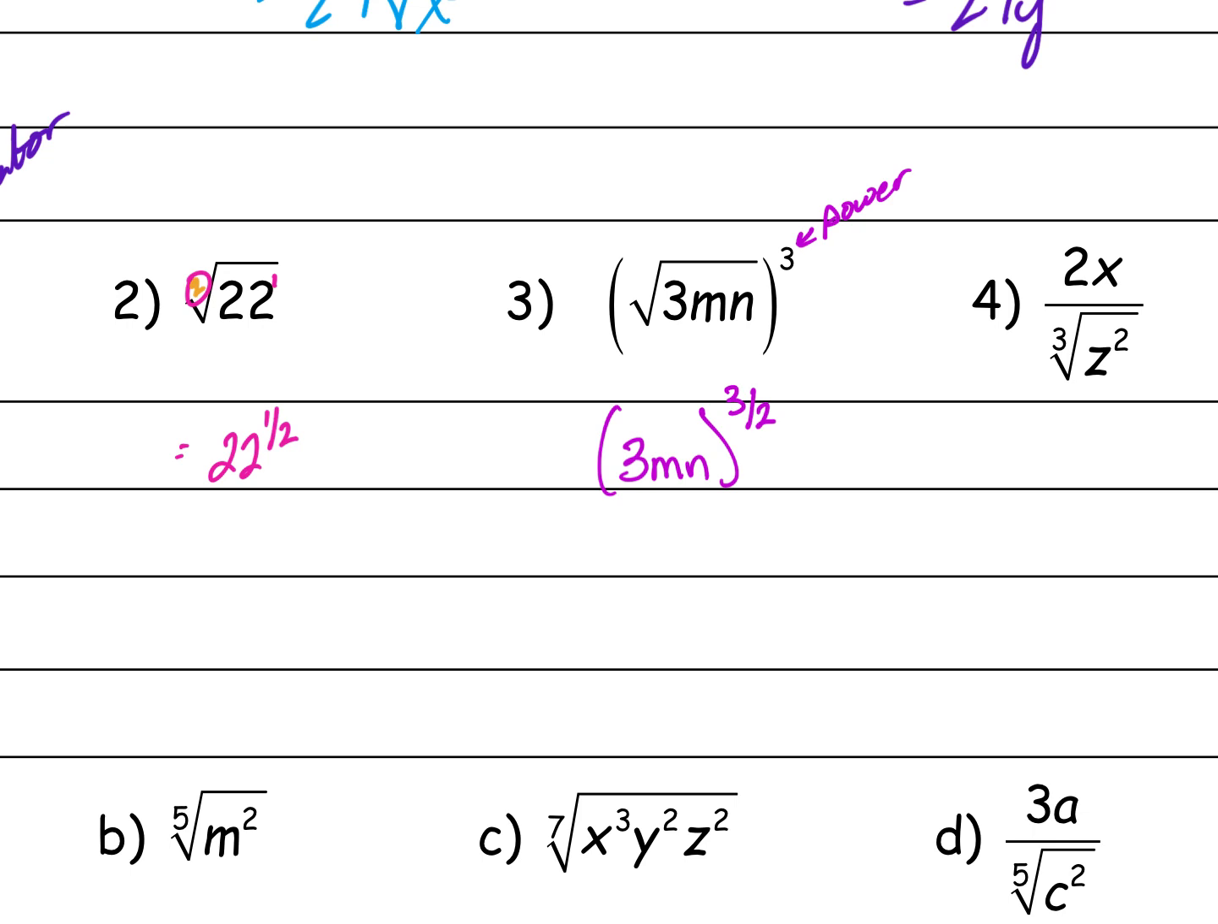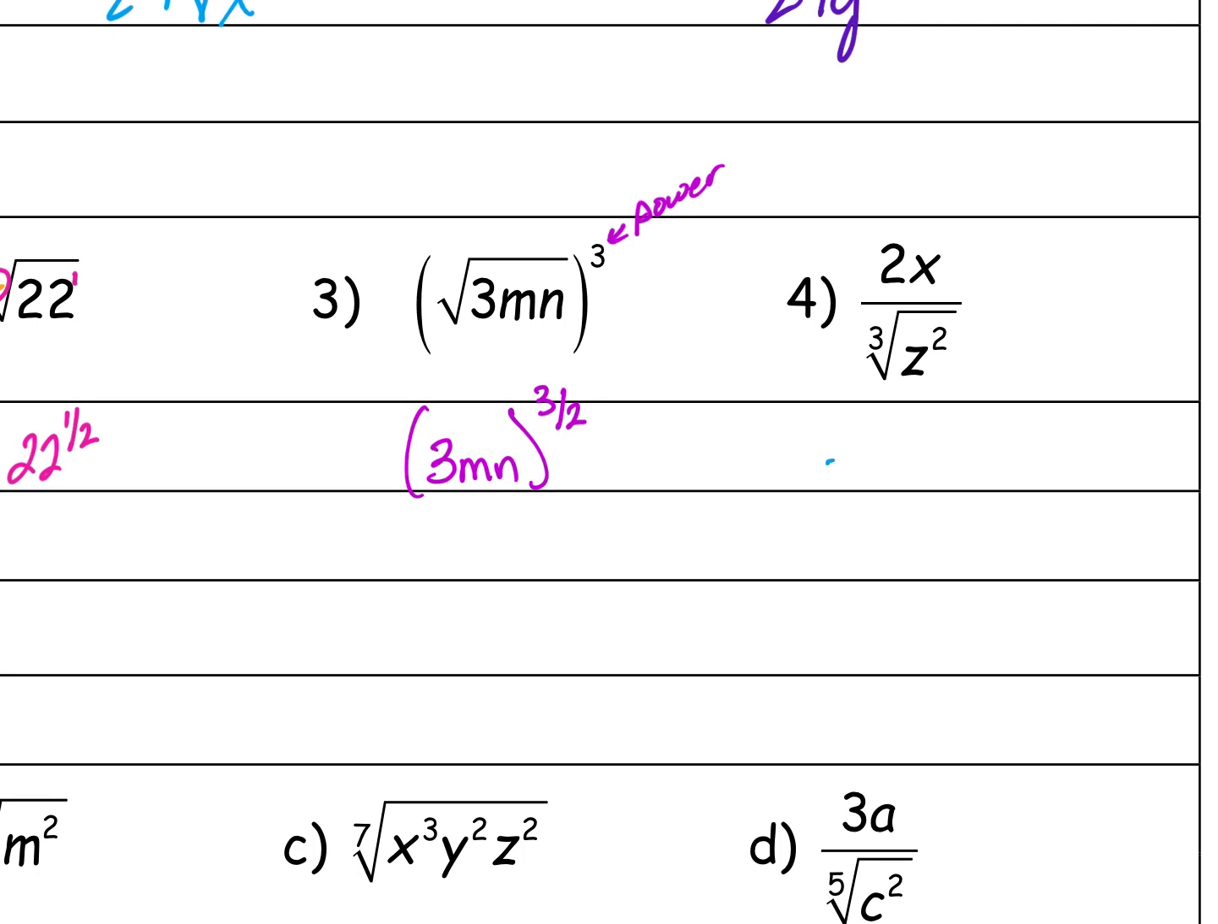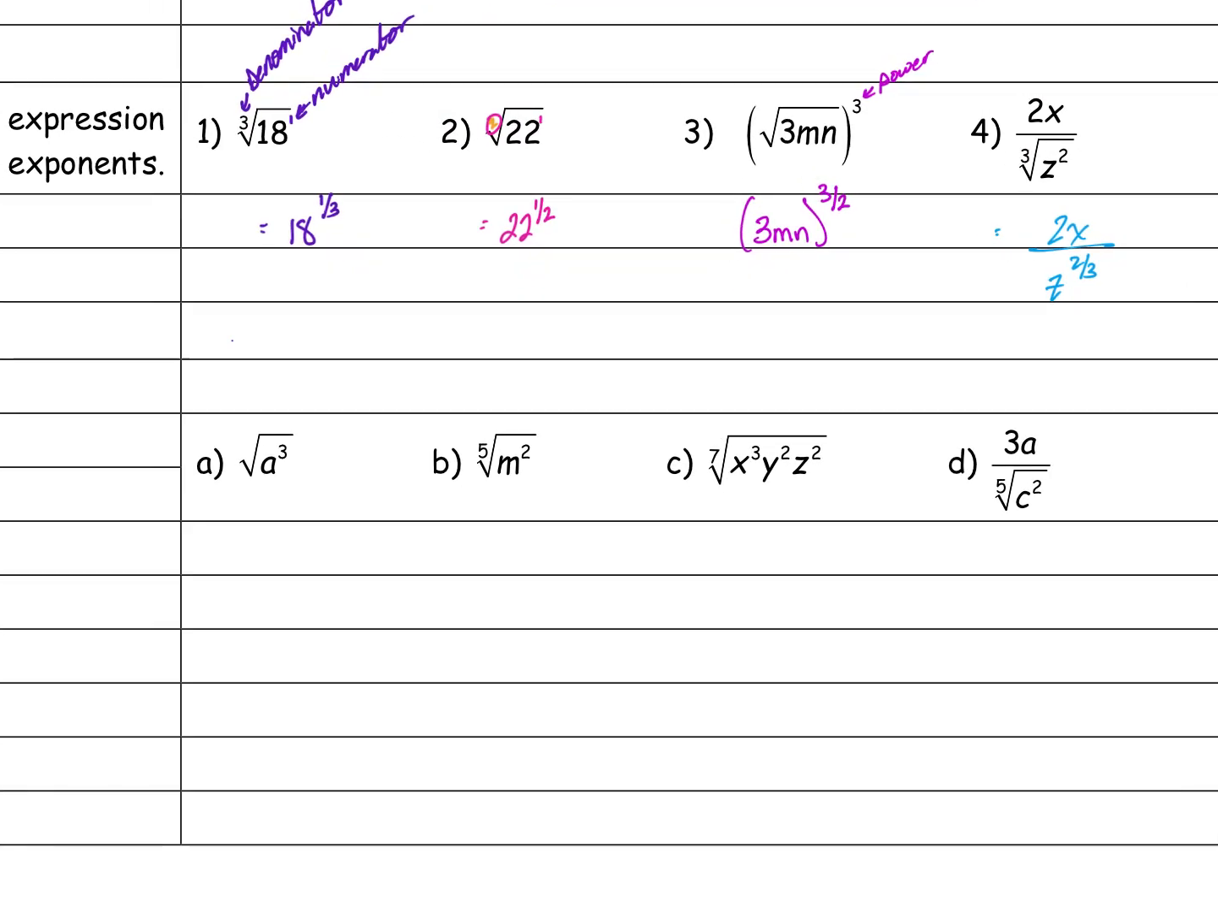And then the last one, great, should be 2x over z to the 2/3 power over root. That's it, done. Questions? Anybody have any questions at home? Okay, please do the next 4 problems.